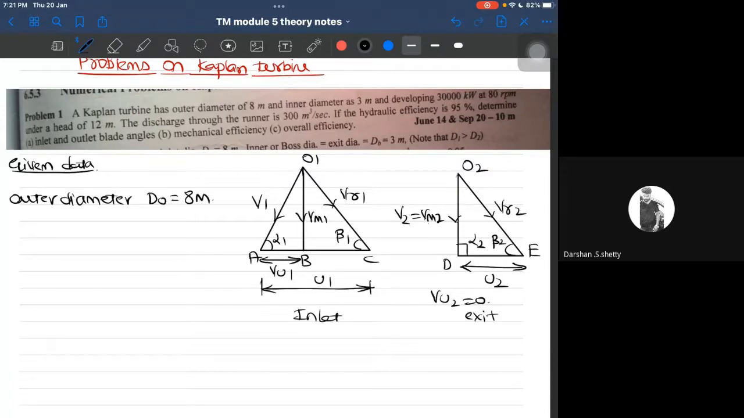That is D naught, which is equal to 8 meters. And the inner diameter, be careful about the diameter here, the inner diameter, which is dB, is 3 meters. Why is it called dB? Because it is also known as the boss diameter. Inner diameter is also known as the boss diameter.